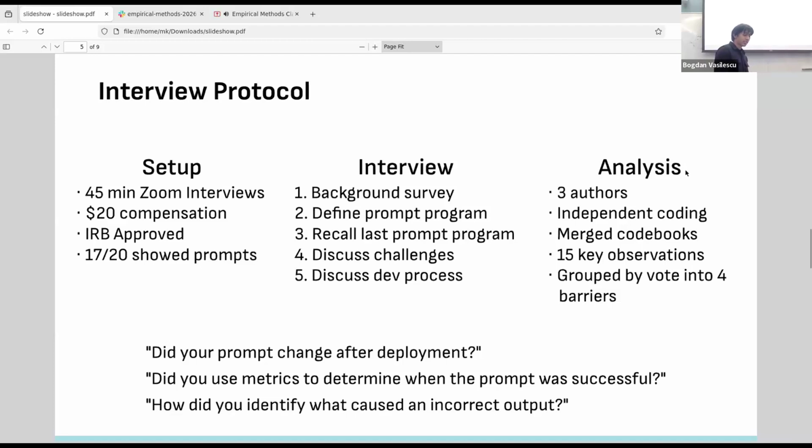So they had their interview process. They started with the background survey, and then they asked them to define what a prompt program is, and then they tried to agree on the same definition that they had come up with. And then they had them try to recall the last program, and they intentionally tried to discuss challenges before the process because they thought that it could bias people if they discussed their process before the challenges.